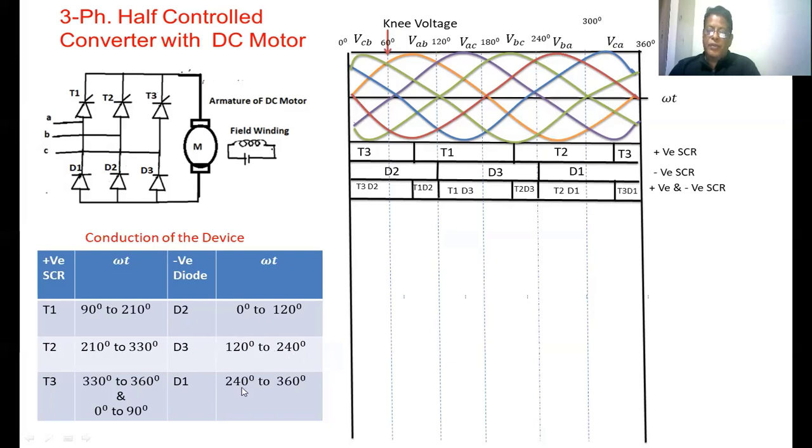D1 is conducting from 240 to 360 degrees. It is not going to change. It is independent of the firing angle. To develop the output voltage, here we have taken the first region, where T1, D2 is conducting.